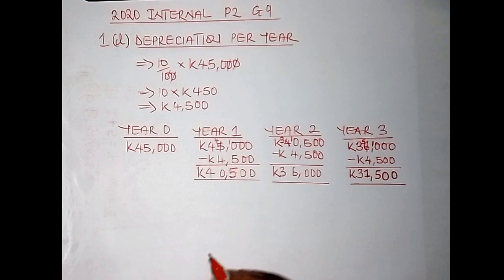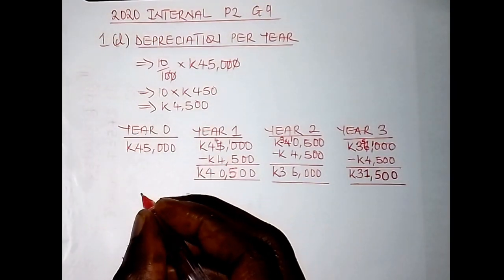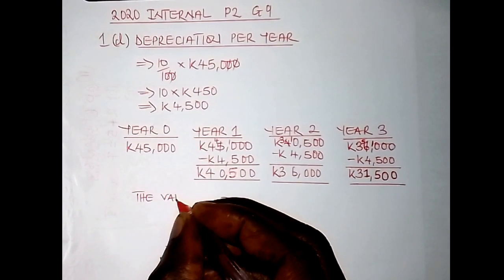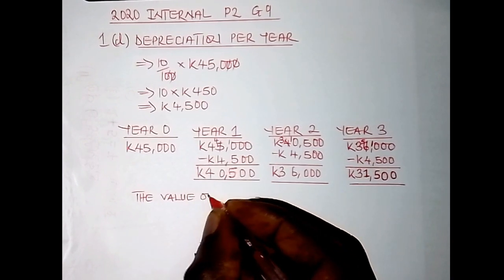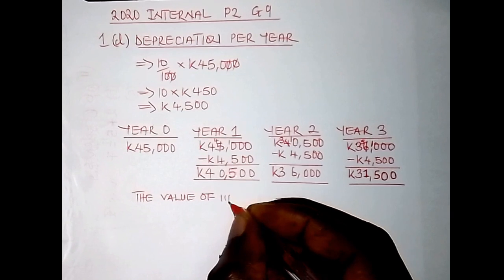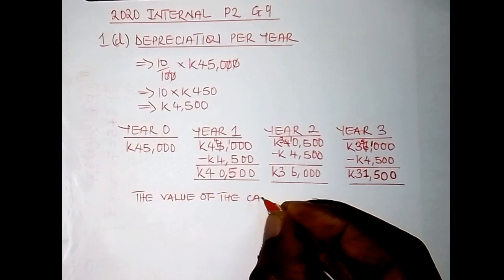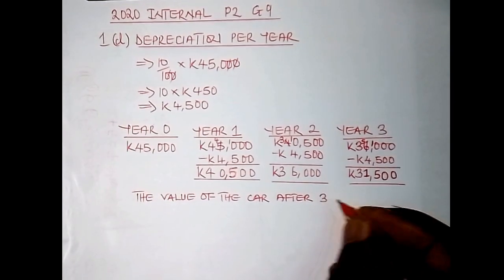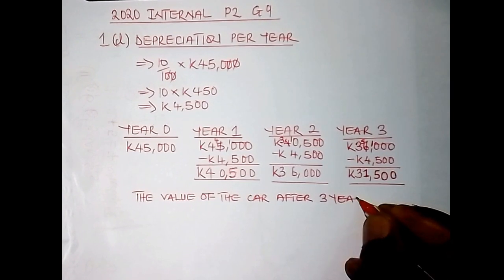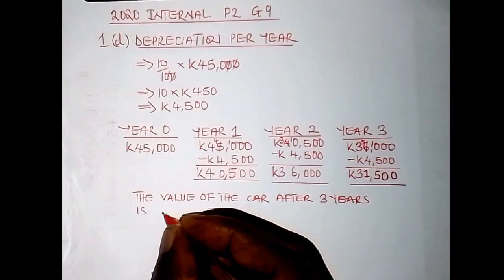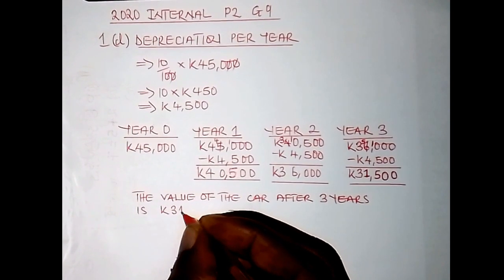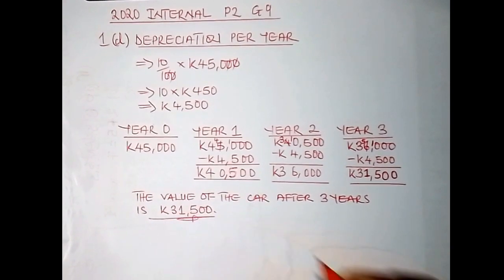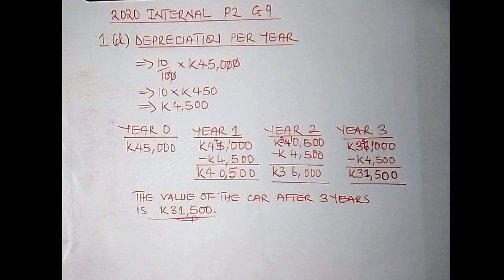So we can write the conclusion just down here below. The value of the car after 3 years is 31,500. So this is the value we are looking for.